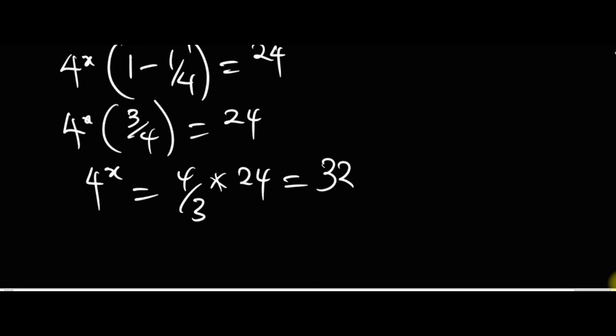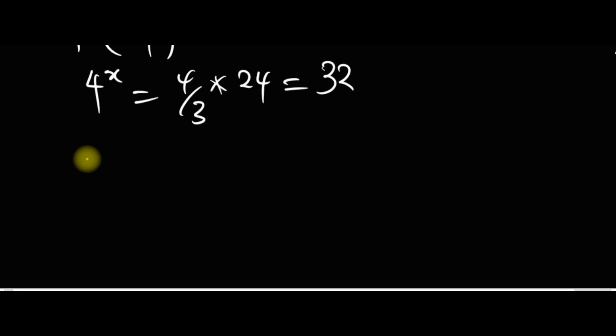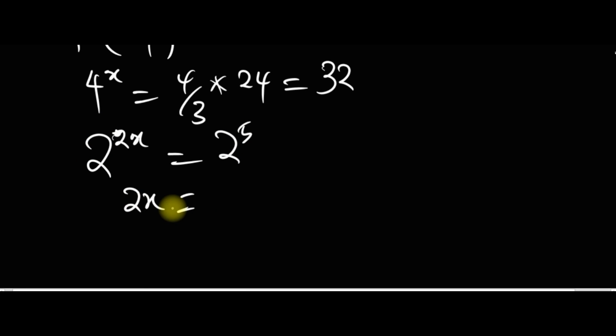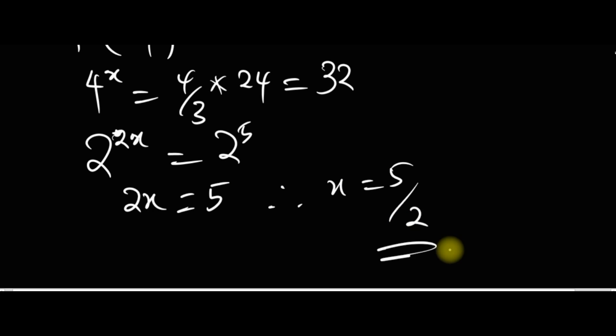And we know we can write this in terms of base 2. So this is 2 raised to power 2x, because 4 is 2 raised to power 2, while 32 is 2 raised to power 5. So we have the same base, meaning the powers must be the same. Therefore, x is 5 over 2. So that's our answer.